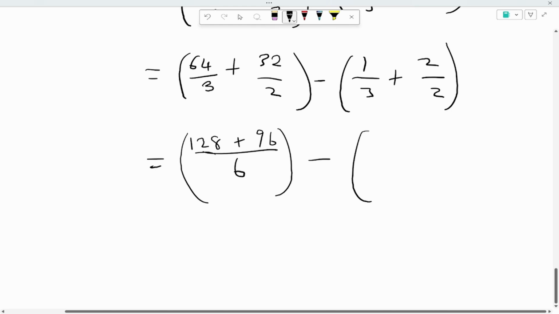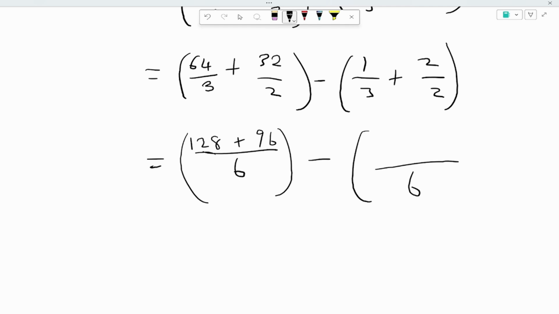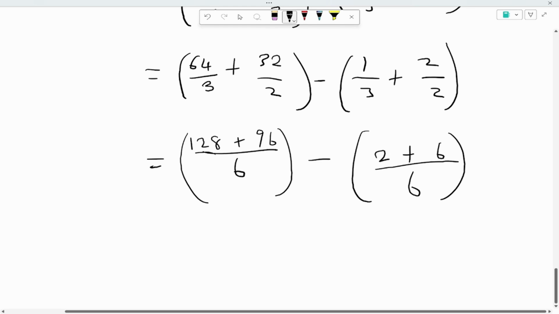Then you come here, you use the same 6 as the LCM. 6 divided by 3 will give you 2. 2 times 1 will be 2 plus 6 divided by 2 will give you 3. 3 times 2 will give you 6. Then you close the bracket. So at the end of the day, you do 128 plus 96. That will give you 224 whole over 6.